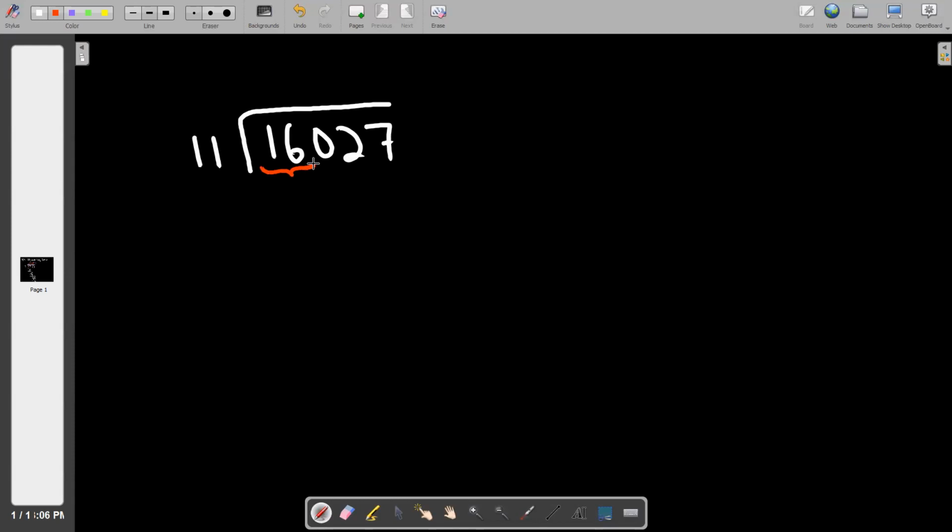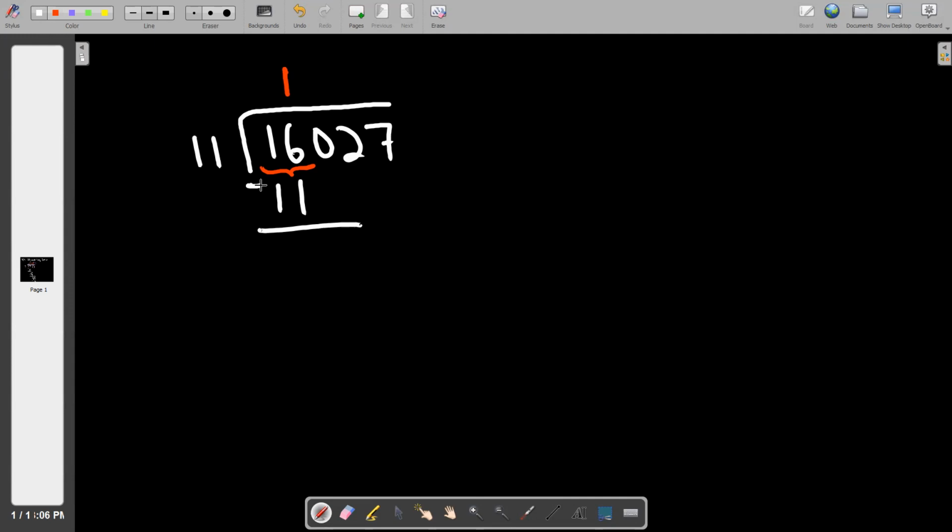How many times can 11 go into 16? Once. So I'm going to start my quotient with a 1. And now we're right in there. We're knee deep in the algorithm. Next step is multiply. 11 times 1 is 11. So we take what's up on top and multiply it by 11, get 11, stick it there, subtract.